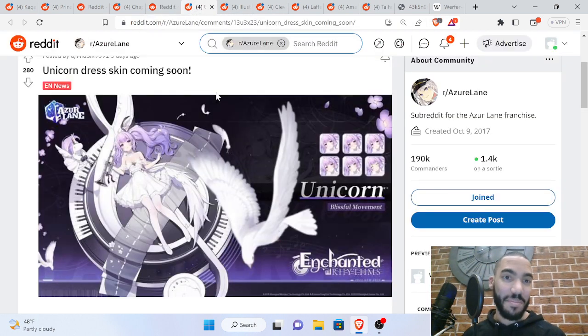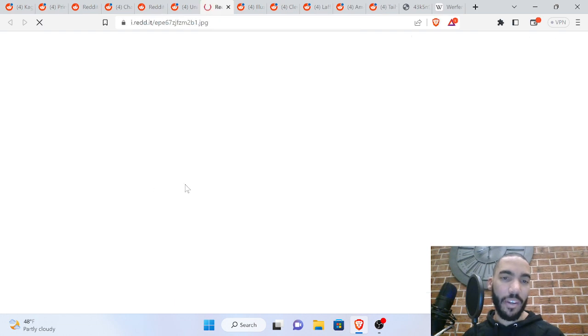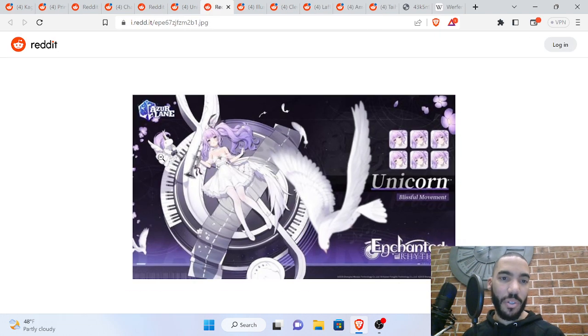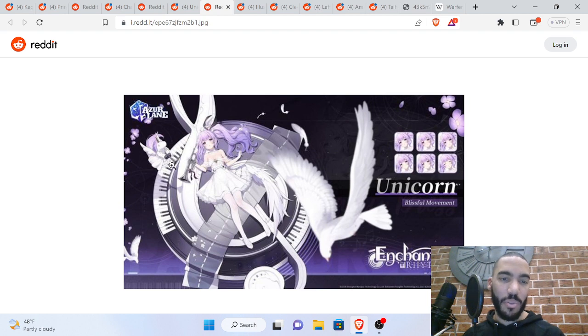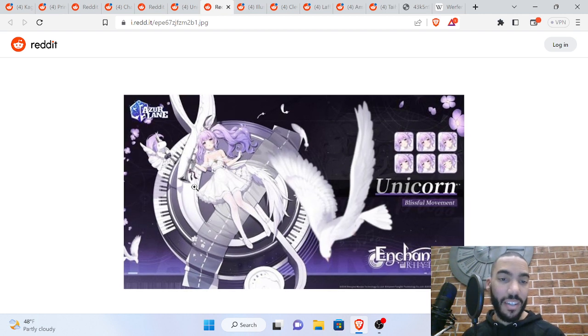Next skin, and now Unicorn gets a skin, and it is called Blissful Moment. She is laying down on a circular piano, and the Unicorn is playing a trumpet, and she has a trumpet in her hands. And then there's a dove here. So, this is Unicorn's skin.